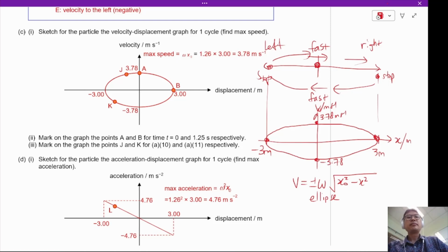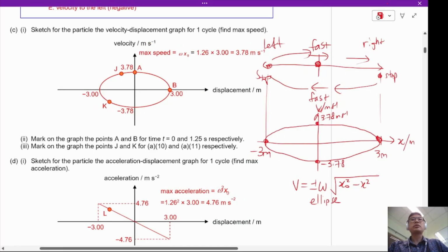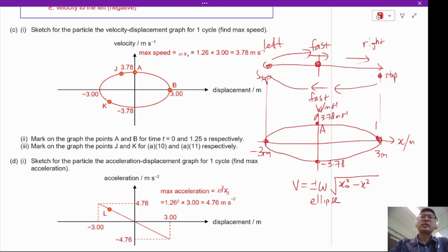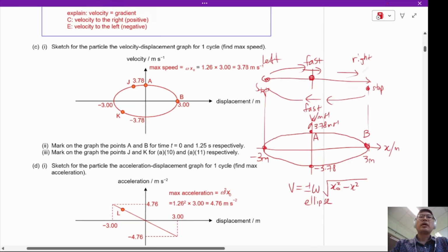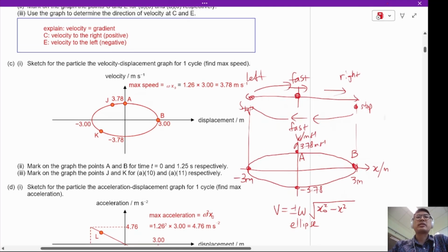Okay. Mark on the graph the points A and B for time t equals 0, so this is A, and time 1.25 seconds respectively. Okay, so at 1.25 seconds, the object will be at the maximum displacement. Okay, mark on the points J and K for A10 and A11 respectively.